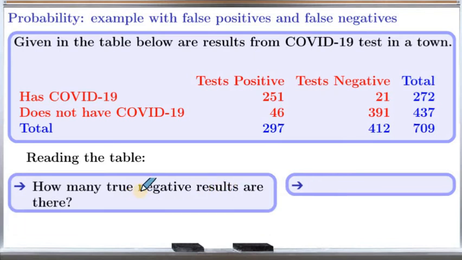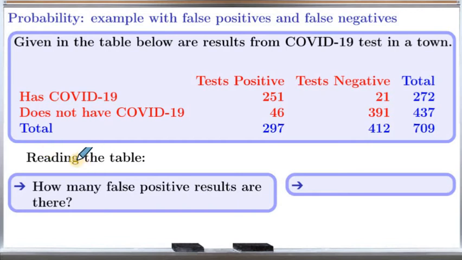The next question is, how many true negative results are there? For us to answer this question, we have to look at this table here. We need to find out true negative, so does not have COVID-19 and tests negative. It would be this one. So there were 391 true negative results.